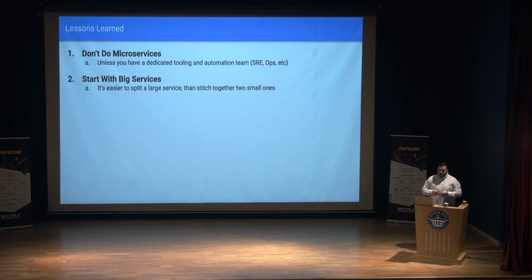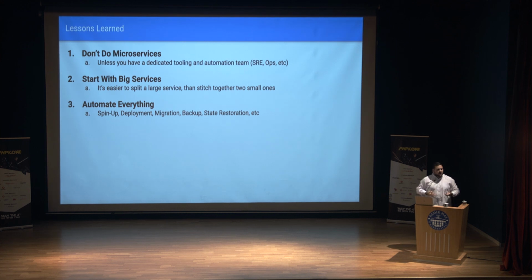Again, we just talked about this. Start with big services because it's easier to split apart something that's too big than it is to stitch together something that's small. Automate everything. Spin up, deployment, migrations, those are usually things that we talk about automating, but also automate your backups and state restoration. If you want to work on a bug locally and not in production, how do you get the system into a known state? How do you get the system to mirror a production state without having to download production data? It's a difficult problem, and if you try to automate it, that's, honestly, I think the only way to solve that problem.